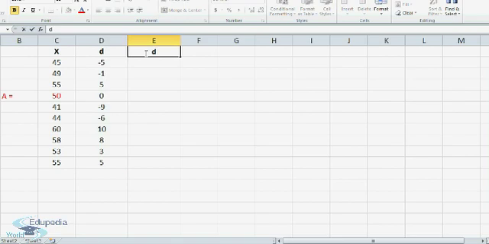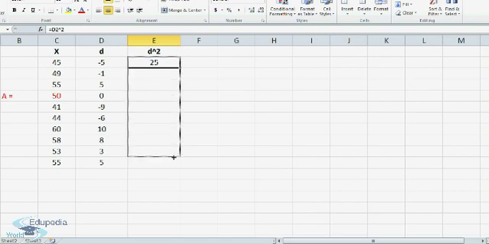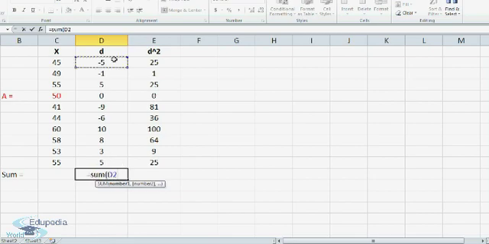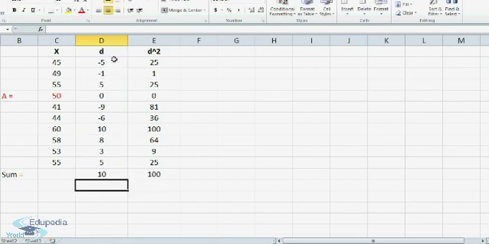Next I need to find the square of these terms here, the square of deviation. It is simply the value of d raised to power 2 for all the cells. It's this. Next I need to find the sum. So the sum of the deviation is 10, and the sum of the square of deviations would be 366.